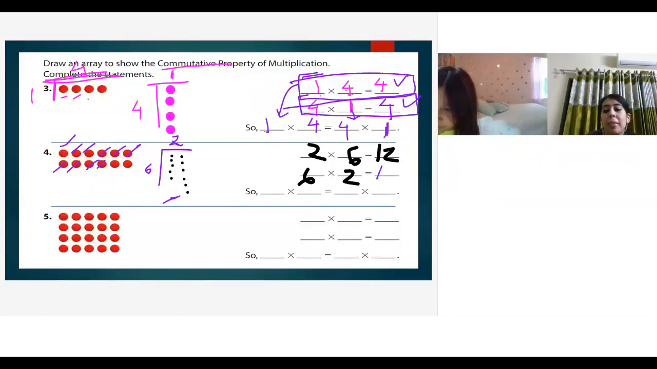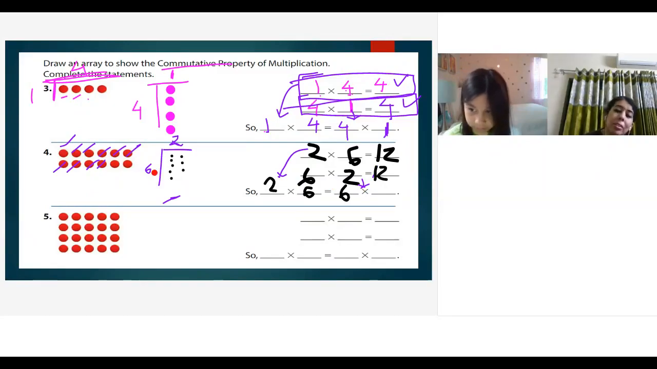So that means 2 times 6. Now write 2 times 6. From here it will come 2 times 6. 2 times 6 is equal to 6 times 2. Very good. Now you got it, Akshita?